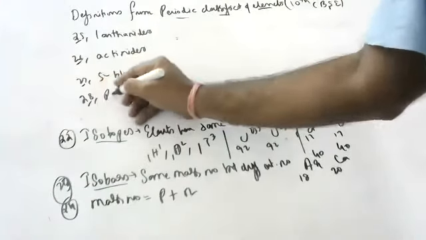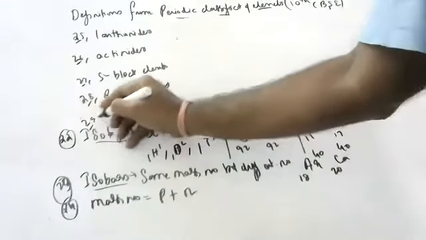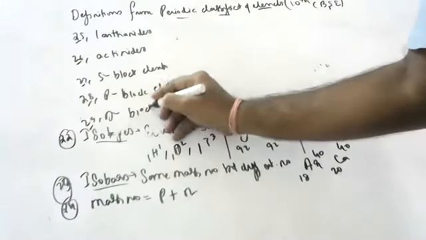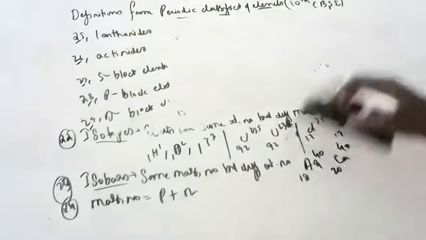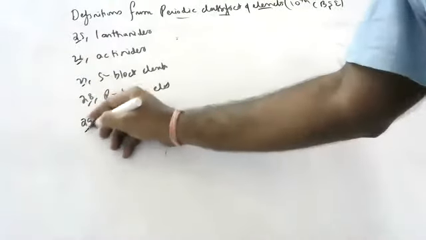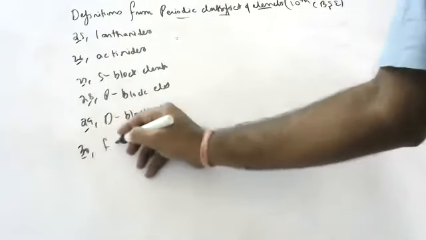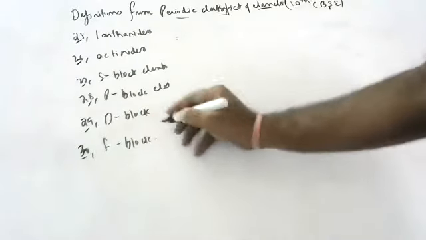You can also say P block elements, D block elements, F block elements. All these definitions you should know, children. If anyone asks, you compulsorily should know. What are these definitions? Still these are there, children.